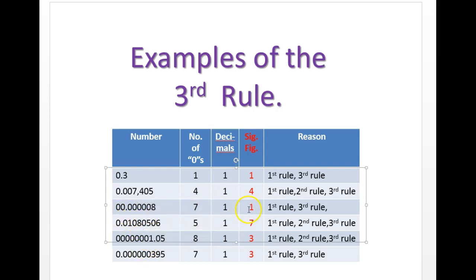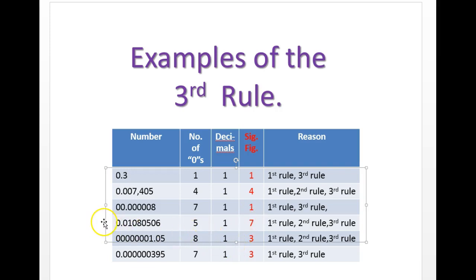You don't have to do anything with them. So this has one place and this has one place. See, this is one of the problems with the idea of significant figures. Because you look at this number and you look at this number and the numbers are so different, yet they have the same number of significant places.